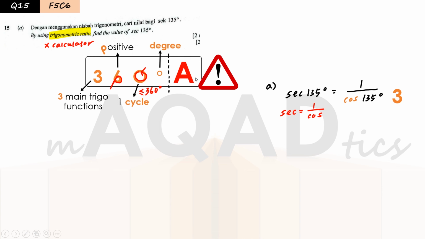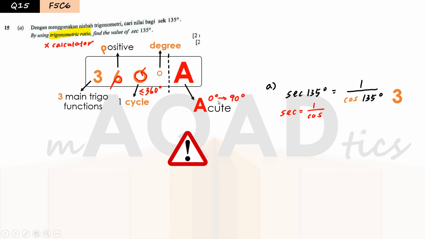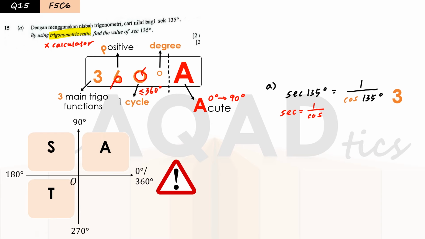So big A here stands for acute. So meaning we need to change the angle here to be an acute angle. And remember, acute angle is from 0 until 90 degrees. So how do we change 135 degrees to become an acute angle? We need the help of this method, which is the ASTC method. Okay, and we need to do 2 things.